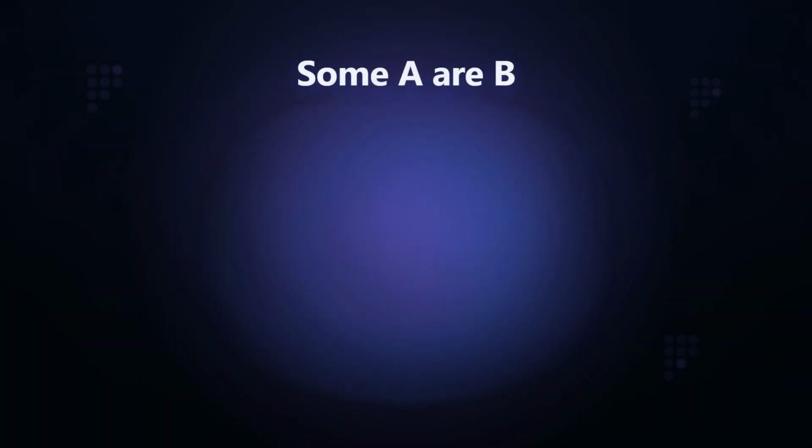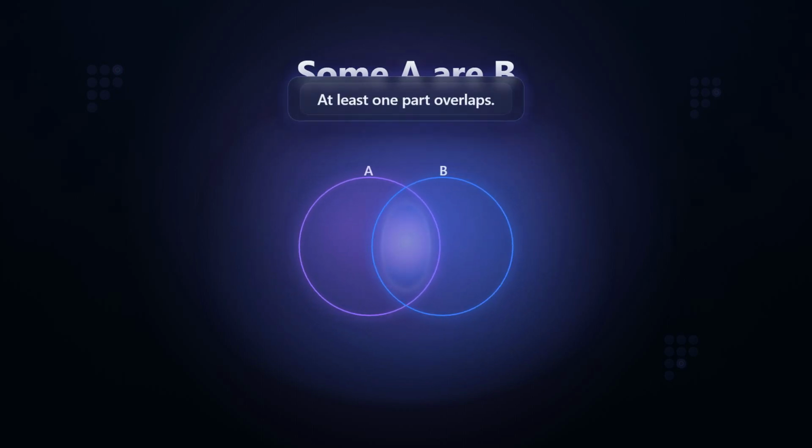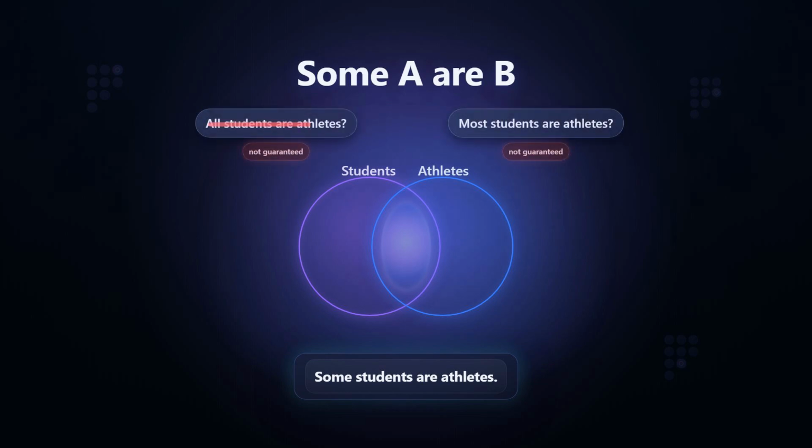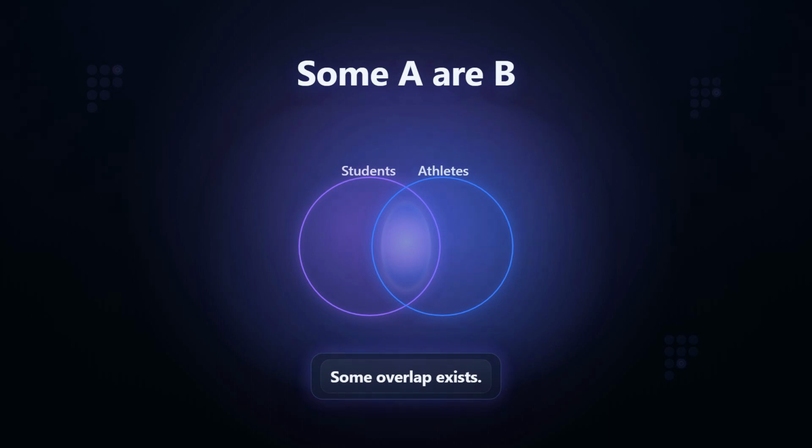Now comes the word that creates the most confusion, some. Some A are B means at least one part of A overlaps with B. For example, some students are athletes. This does not mean all students are athletes. And it does not mean most students are athletes. It only confirms one thing, some overlap exists.